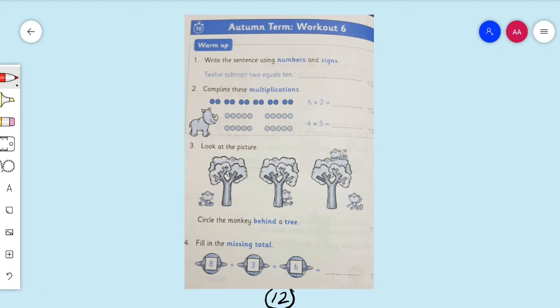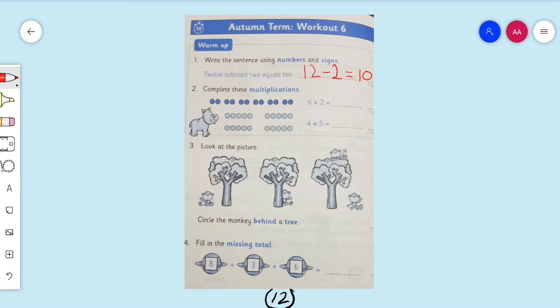Now let's start with question number 1. It says write the sentence using numbers and signs. So it says 12 subtract 2 equals 10. So first we write 12 as numbers, which is 1 and then 2, which makes 12, and then subtract is a sign which is like this, and then 2 is like this, and an equal sign is this, and 10 is the answer.